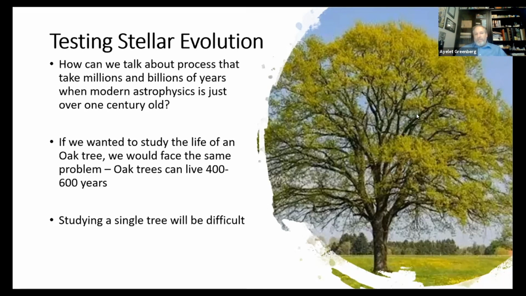And you would be faced with the same problem if you were to try to study the life cycle of a tree. If you wanted to study the life cycle of a tree, some oak trees can live as long as 400 to 600 years. So how can we make any claims? How can a single researcher make any claims about the life cycle of a tree? Studying a single tree would be very difficult to conclude any real information from. So from one tree, you can't learn a lot.